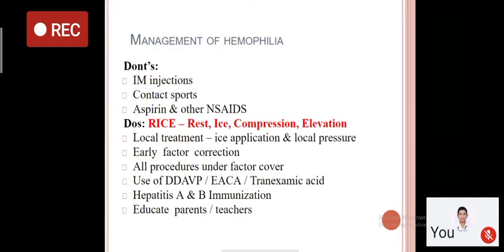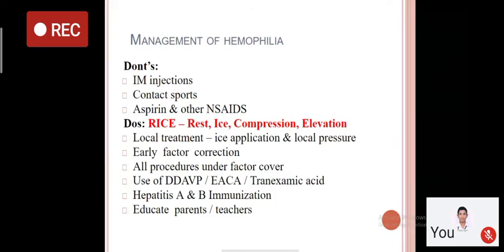Then once we apply all these local measures, early factor replacement is the key to the management. Most of these patients need the factor replacement within 1 or 2 hours of the onset of bleed to get the best results, and that's why home therapy is advisable if it is feasible, but this is not feasible in countries like India. So as early as possible, the factor concentrate has to be given without waiting for the investigations to come.